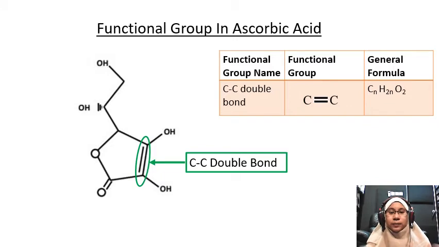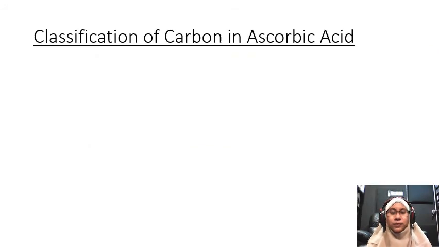So carbon-carbon double bond is the easiest to detect. Essentially, it is two carbons that has a double bond. Moving on, we're going to look into the classification of carbon in ascorbic acid.